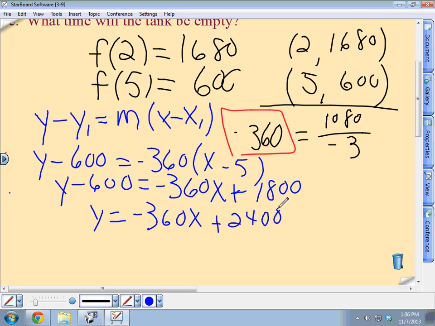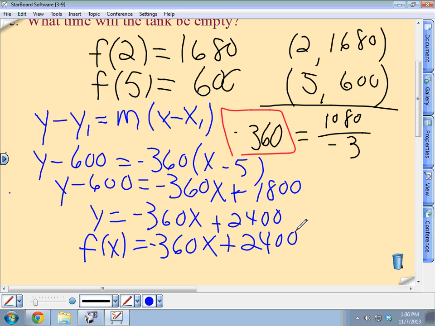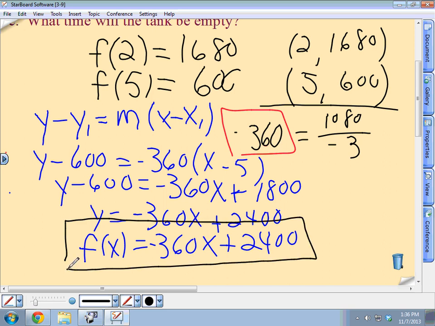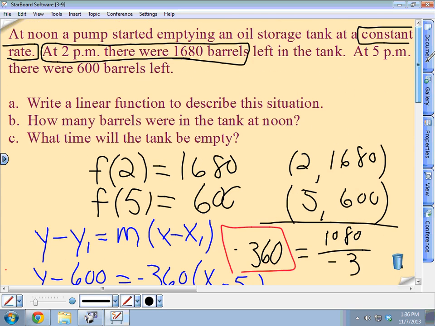And now notice what I have. I have the function of a line. I just have to change my y to my f of x. That's the answer to A. That's all I want, the equation of the line, or the equation of the function. So this is all you had to do. Once you have this, I promise you, this is the hardest part. The rest of it is just simply putting in some numbers. So if you get to this part, you're pretty much golden. That's A. It's just that function.